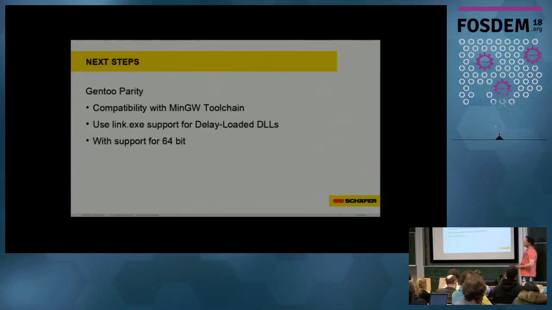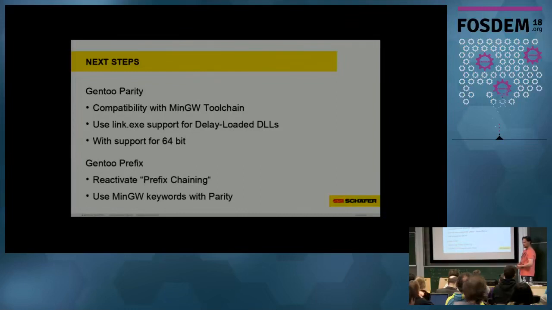For Gentoo Parity, it is not yet there. It is not yet compatible with the MinGW toolchain, which is not the native Microsoft toolchain, but still creates Windows binaries. And the loader library does not use the Microsoft support by link.exe for a helper function for delay loading DLLs. Hopefully, when switching to the linker-supported delay loading, this will simplify the porting to 64-bit.